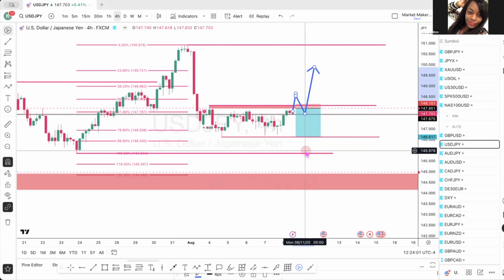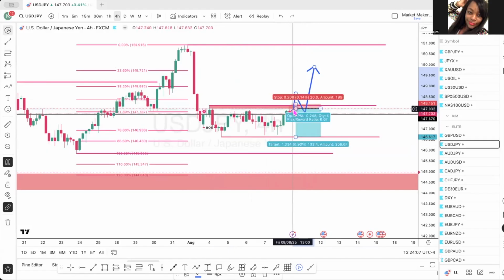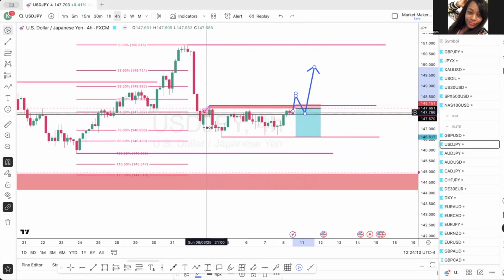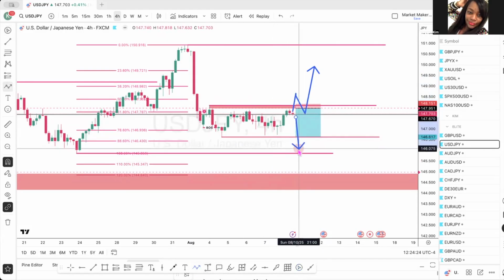So if price comes up here and wicks, but the bar does not close, this alert is not going off. And then if it comes down to this swing low and closes below here, then I know I'm probably pulling back to sell down.